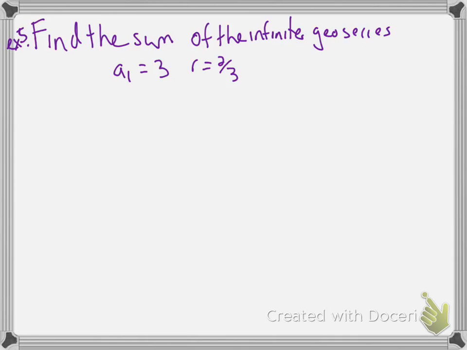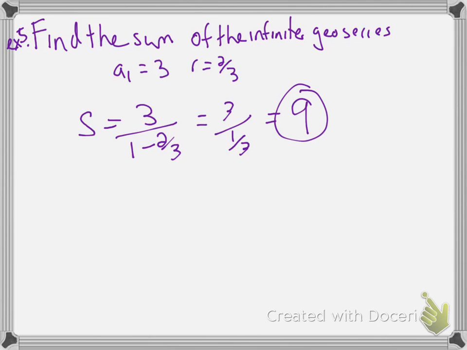Okay, so example 5 says find the sum of an infinite geometric series with a sub 1 equaling 3 and your rate being 2/3. So we use that sum equals 3 divided by 1 minus 2/3. Gives you 3 over 1/3, which we know is a fraction in the denominator, flips up, multiplies by the reciprocal, and you get 9. So the sum of an infinite geometric series with this information gives you 9.